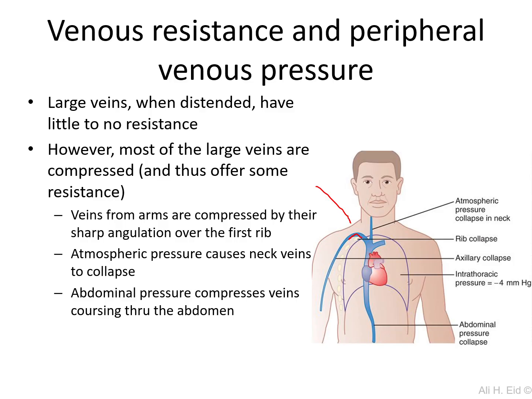The atmospheric pressure on the outside causes the neck veins to collapse. That's another thing. And the abdominal pressure is compressing veins that are coursing through the abdomen, and that's important also for venous return. So basically large veins offer some resistance, and usually pressure in the more peripheral small veins in a person lying down is 4 to 6 millimeters Hg greater than the right atrial pressure.